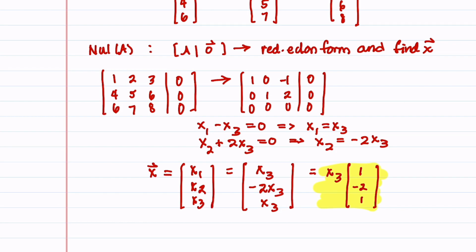Notice that our null space also contains an infinite number of vectors because our free variable x3 can take on any values between minus infinity and infinity.